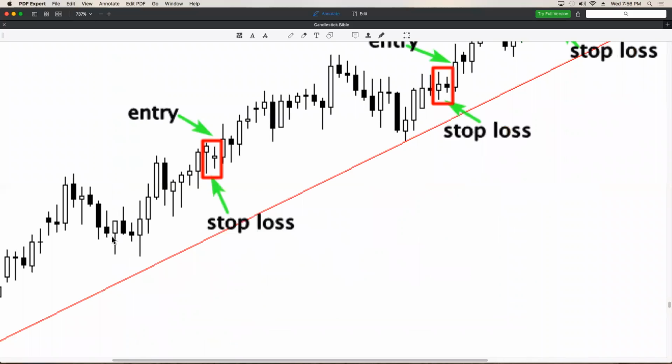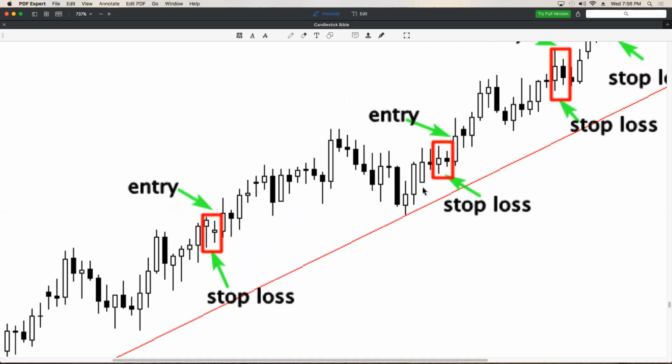Okay, the first one. This is a trendy market going up, right? And here it comes up, and then this is the mother, I guess. And then here's the inside candle. So you enter at the top of the... I'm not quite understanding this one.